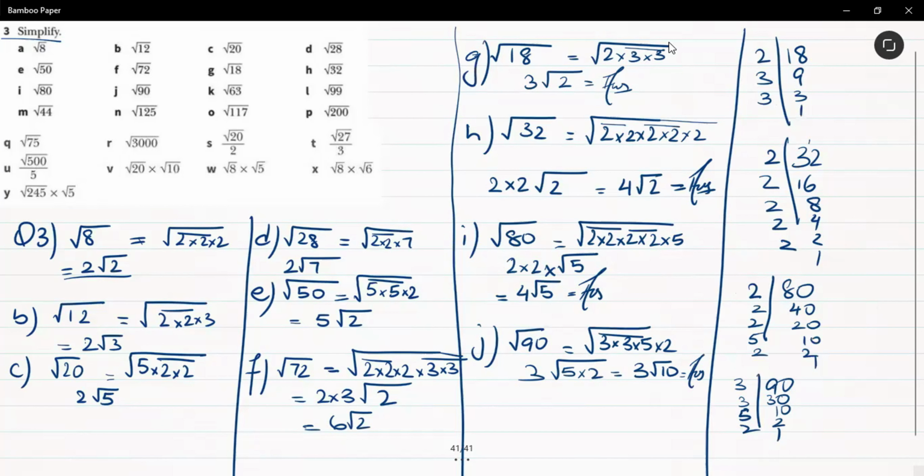I think I can fit in part K here also. So what is under root 63 equal to? Basically, we're going to take out the LCM of 63. 3 21s are 63, 3 7s are 21, and 7 1s are 7. So this is equal to 3 multiplied by 3 multiplied by 7. We take a pair of 3 out, and we get 3 under root 7. And that's it for part K.